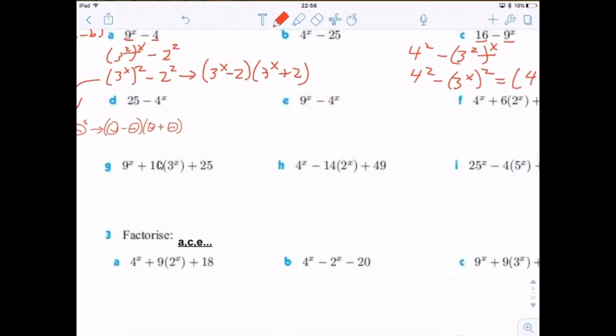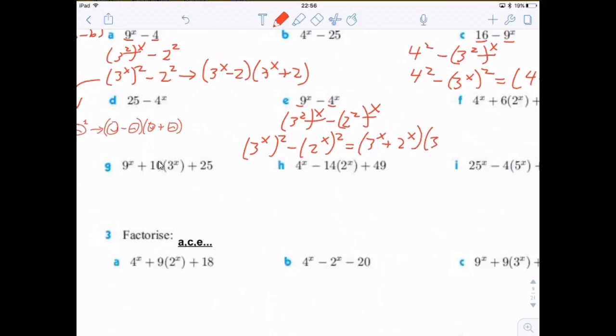Let's do E. Oh, here we are again with 9 and 4, some suspiciously square-like numbers. So we're going to put 3 squared to the x minus 2 squared to the x. Then I'm going to reverse the order of these so that I have a squared minus b squared. So I'm going to have 3 to the x squared minus 2 to the x squared, which is equal to 3 to the x plus 2 to the x times 3 to the x minus 2 to the x.